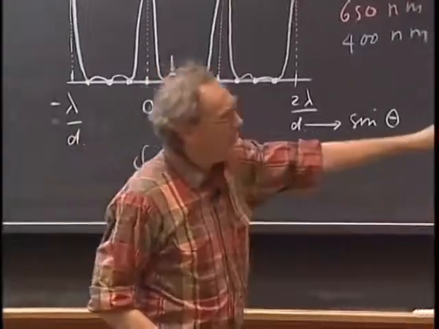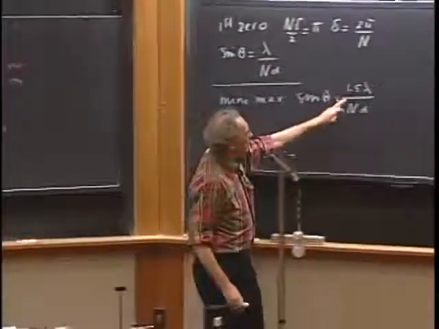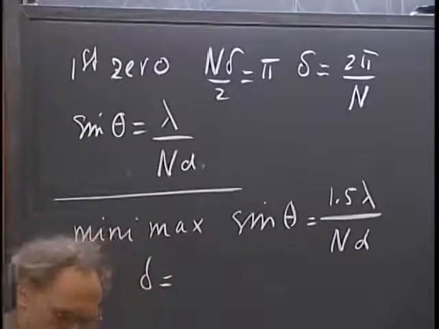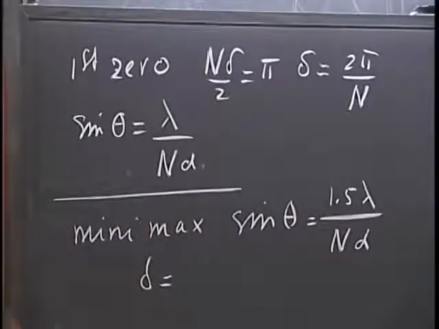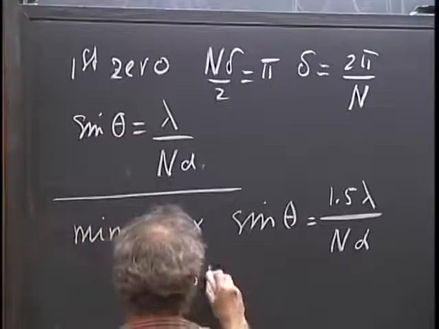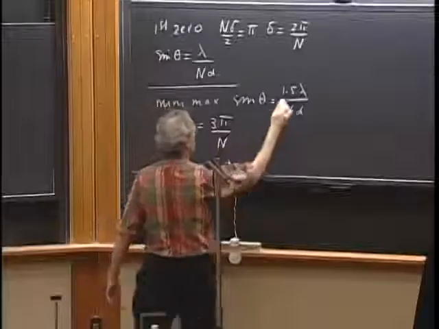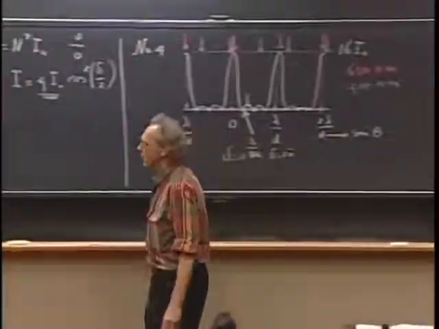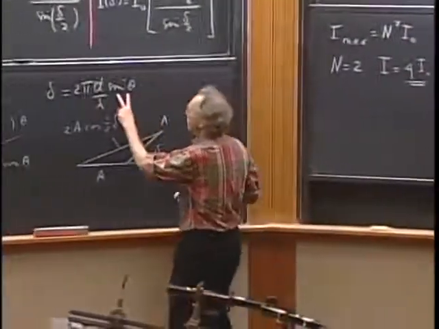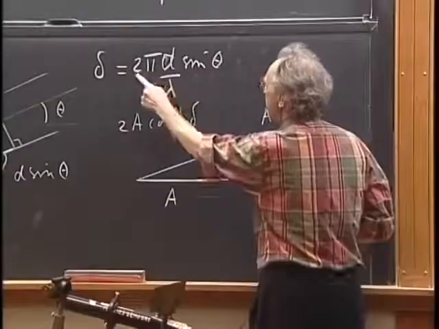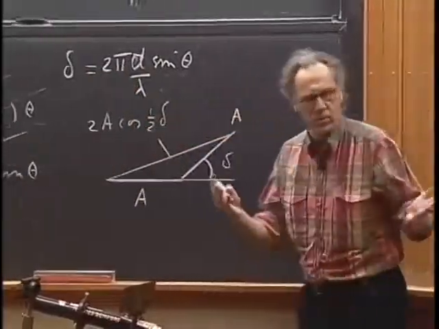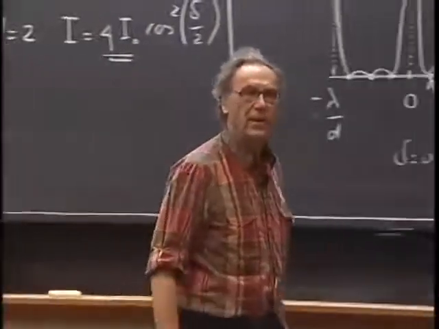So, when sine theta is 1.5 lambda divided by nd, then delta is going to be 3 pi divided by n. That's easy because you take this equation and put in sine theta, 1.5 lambda divided by nd. The 1.5 times 2 becomes 3 pi. You get an n downstairs, so you get that delta is 3 pi divided by n.